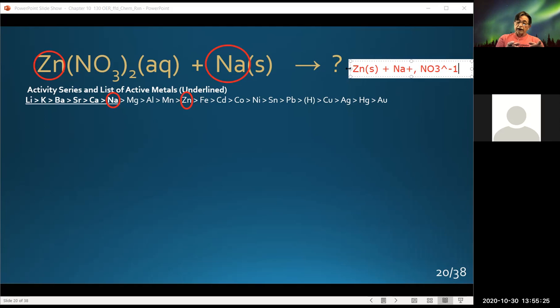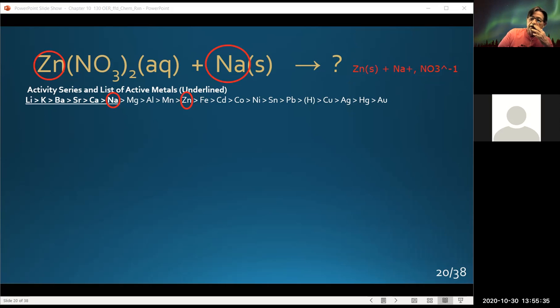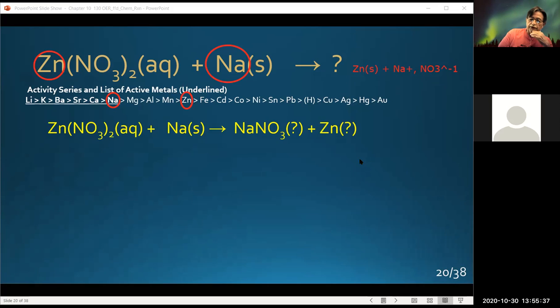Okay, I can know that I just need 1 sodium and 1 nitrate. Then I got to balance them out. So let's write the equation. I know I got a 1 sodium and 1 nitrate. It's a 1-to-1, so I can write the formula as NaNO3.